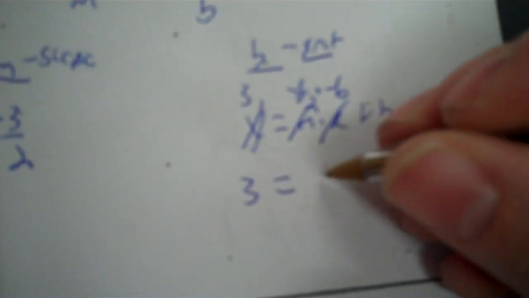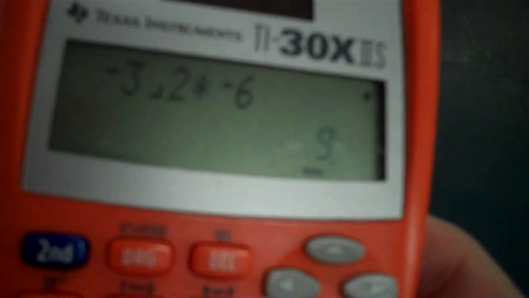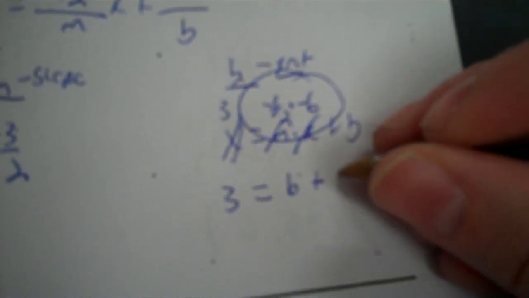So we have 3 equals b plus negative 3 over 2 times negative 6, which gives me 9. Then I subtract 9 from both sides, and we get negative 6 equals b. And you can check your answer the same way: negative 3/2 times negative 6 plus negative 6 should be 3.